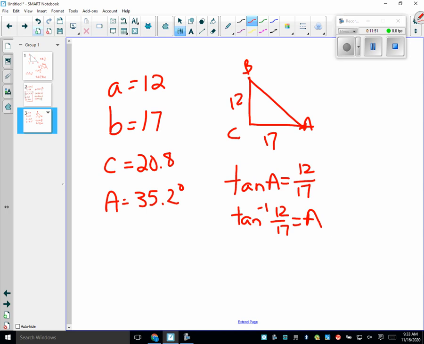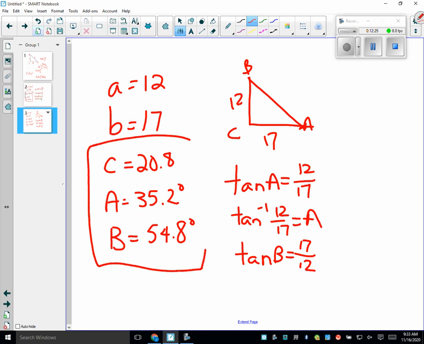Use cotangent. Oh, you can do tangent of B, 17 over 12. That is a whole lot easier, yes. What did you get for B? 54.8. You all agree? Yep. Can I ask, well, first of all, these are my answers, so I box them in.